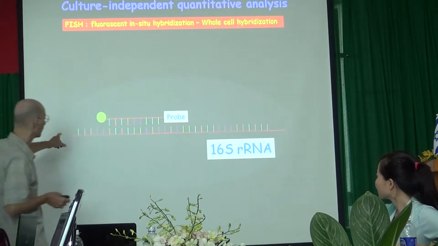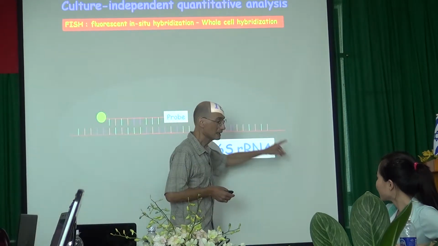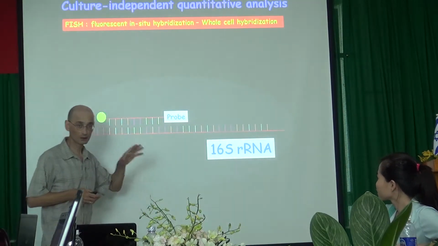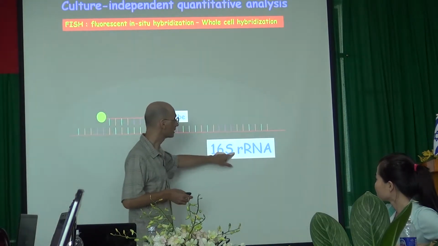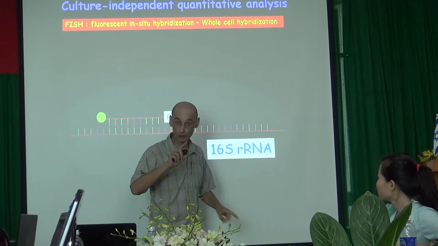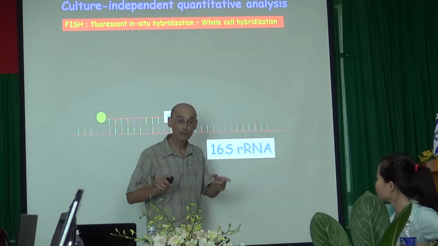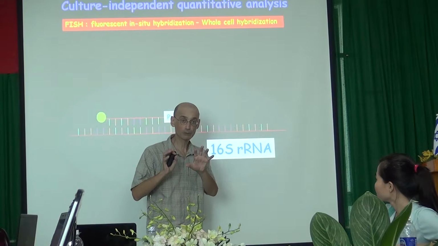Okay, so you have your target molecule. In that particular application of FISH, the target molecule is the 16S ribosomal RNA, not the gene, not the DNA, but the RNA itself in the ribosome.